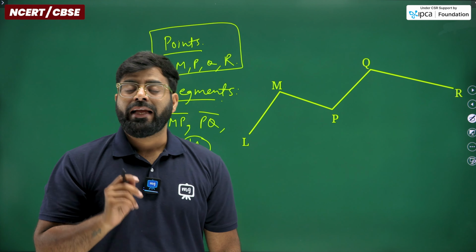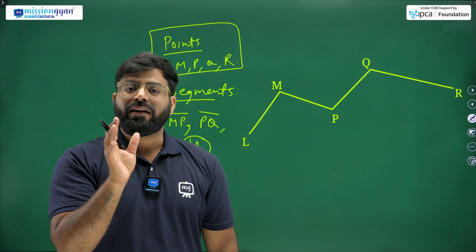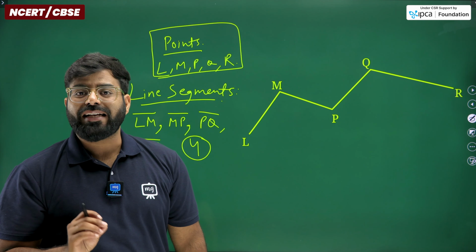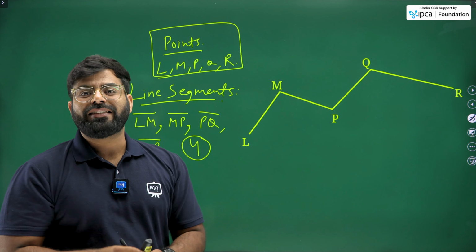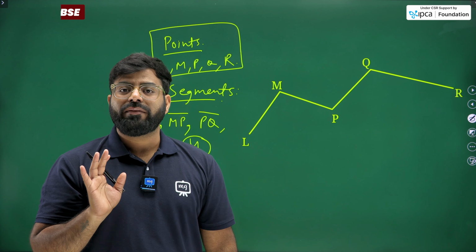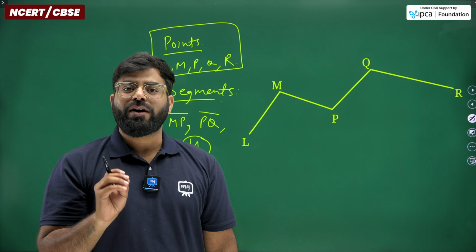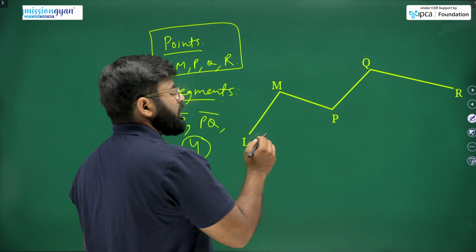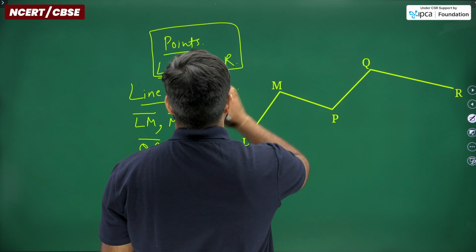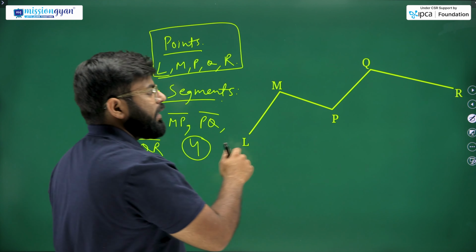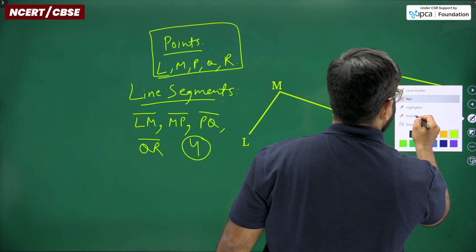Is that clear? The second question was a bit confusing, but let me tell you once again, the question was asking: out of these points, how many points are there on a single line segment and how many points are there on two line segments. Understood? So let's take this question. Can I rub this so that we will get some space? So let's erase these things first. Clear?